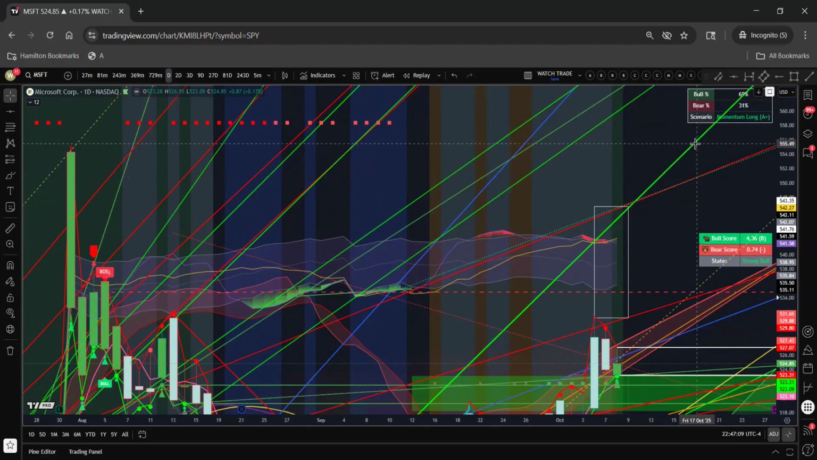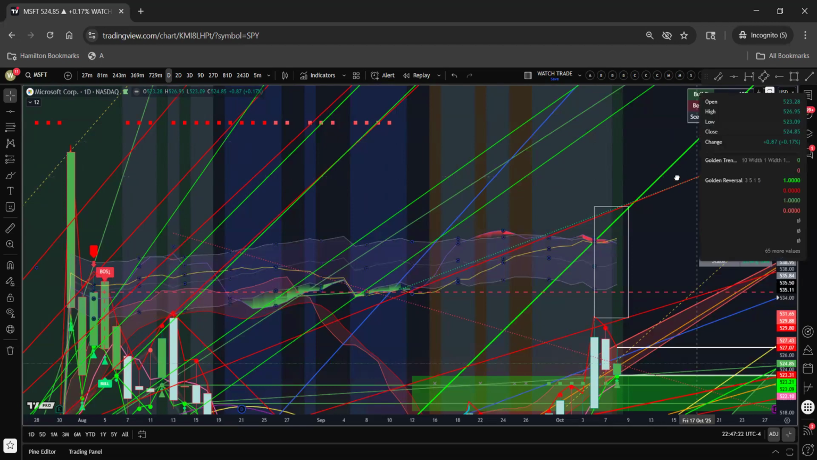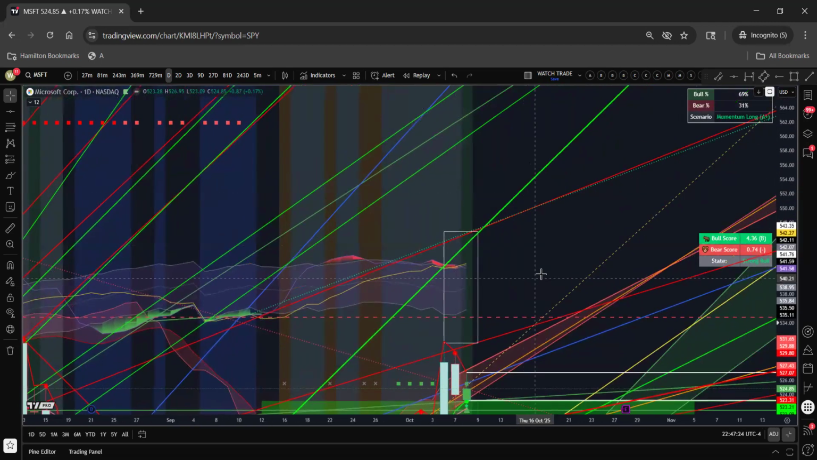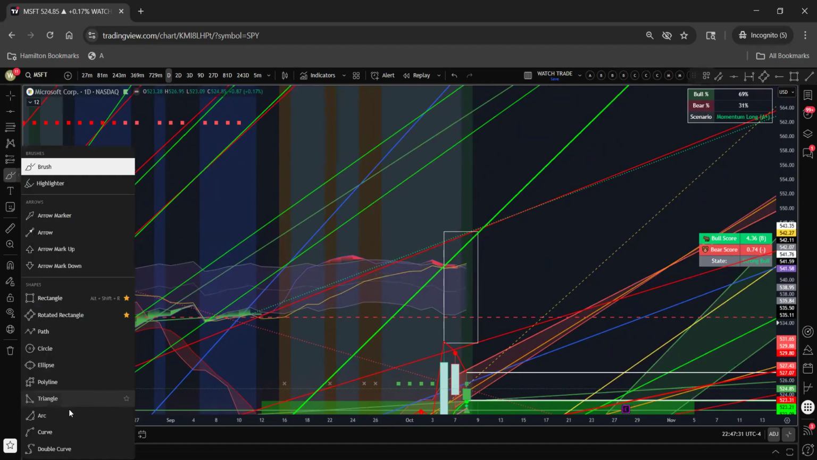Or we will make an equal high or a slightly higher high at 555.75. If this resistance line does not hold, I'm not predicting that. I think what will happen is a blow off top. Let's draw it out. Let's use something a little cleaner.